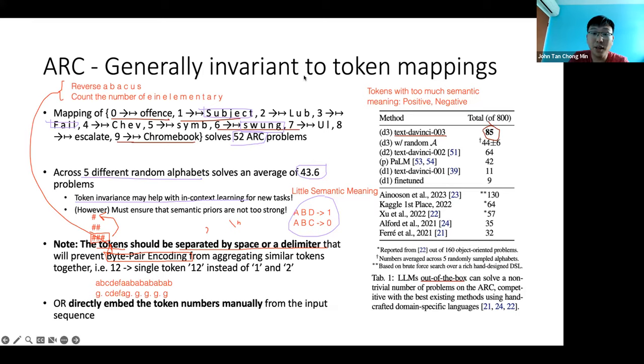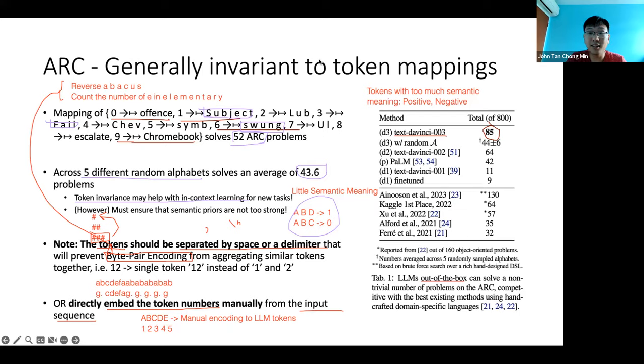Of course, the other way that we can do this kind of tokenization is to just directly embed these token numbers into the input sequence. What this means is, for example, I have this sequence here, A, B, C, D, E. Then I just do a manual encoding. So my manual encoding tokens will be like that. Instead of A, B, C, D, E, I encode it as 1, 2, 3, 4, 5. So the token numbers will be 1, 2, 3, 4, 5.